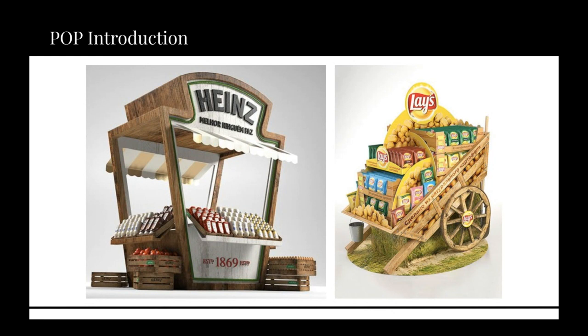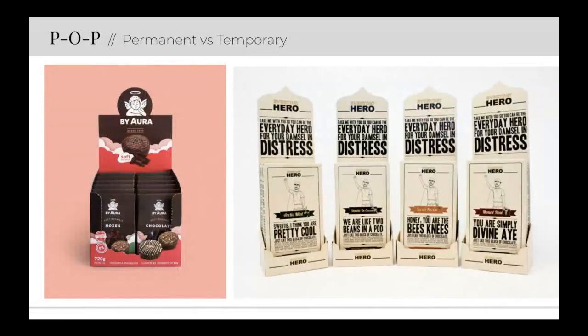There are three kinds of POP displays. There's temporary. Temporary displays are made of paperboard. Usually displays like these are intended to be used during a special promotion and then disposed of or recycled. This is not the type of display that would be restocked once the product has been purchased.